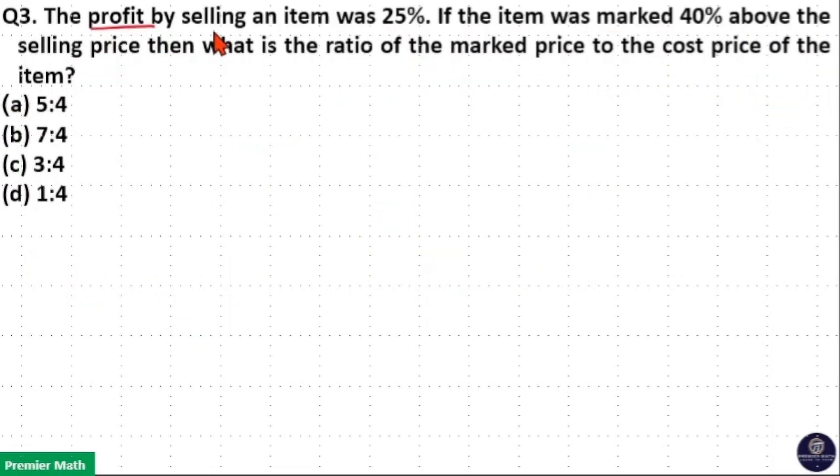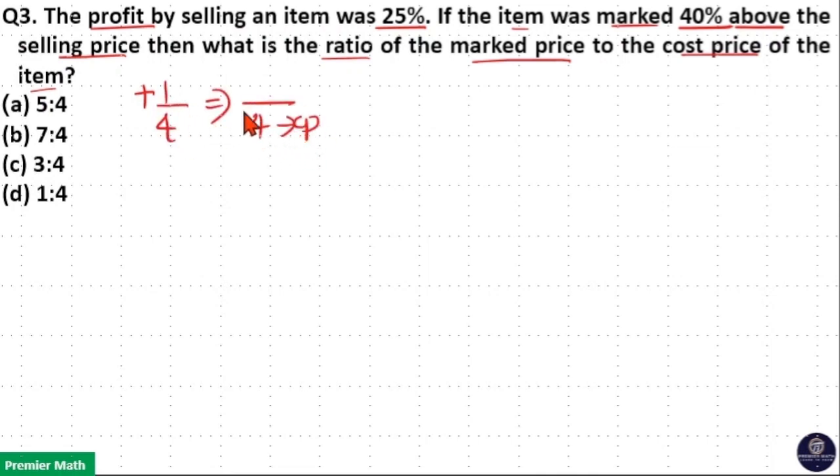The profit by selling an item was 25%. If the item was marked 40% above the selling price, then what is the ratio of marked price to the cost price of the item? Here, profit means plus. 25% means 25 by 100, just 1 by 4. So plus 1 by 4 means if 4 parts is the cost price, then 1 part is the profit. So 4 plus 1, 5 parts is the selling price.